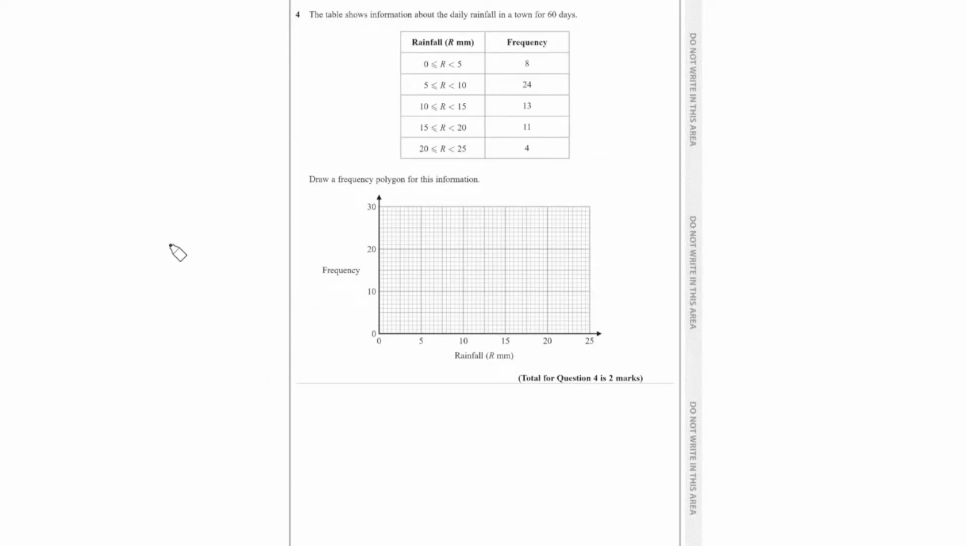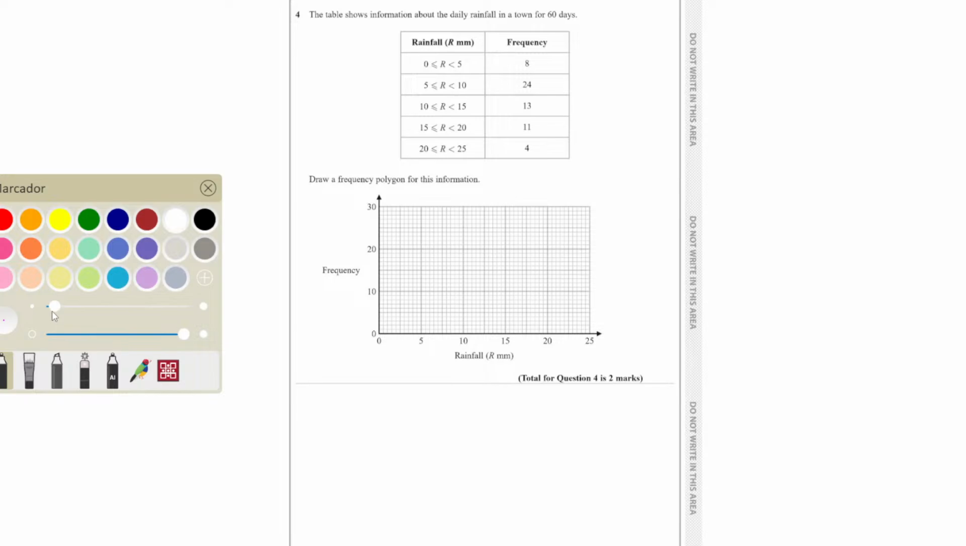Question 4. The table shows information about the daily rainfall in a town for 60 days. So we've got a frequency table here. We need to convert this into a frequency polygon. So frequency polygons, we are plotting, obviously you can see on the y-axis frequency, so that's just the second column there. But on the x-axis, what are we plotting? In this case, we're plotting a midpoint. So the midpoint between these ranges, okay? So you would need to go in and work out what is the midpoint of each of those first.